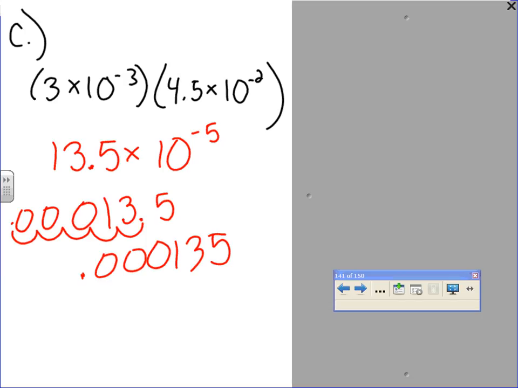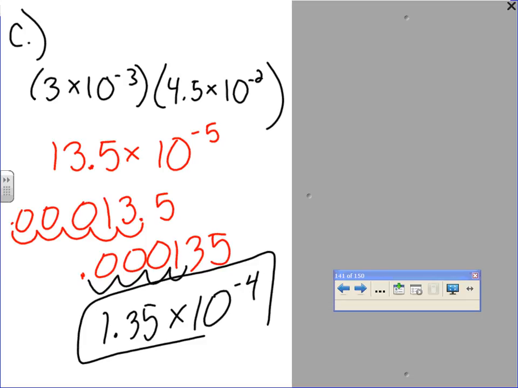Okay, what do we want to change this to? Mary? So 1, 2, 3, 4. So 1.35 times 10 to the what? Charles? Good. Negative fourth power. That is the correct answer. Annalise?